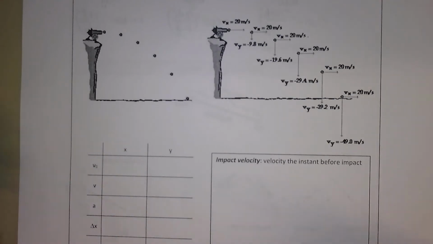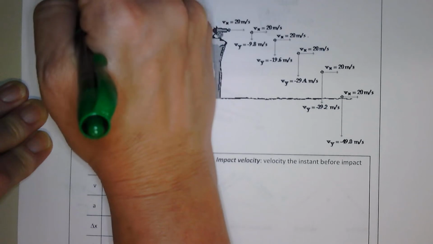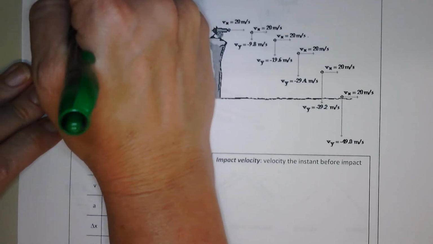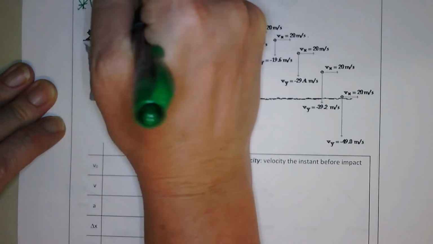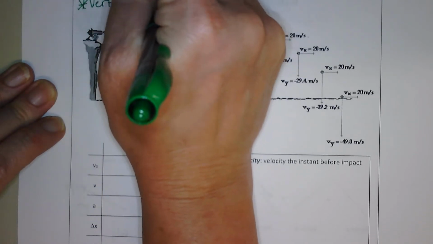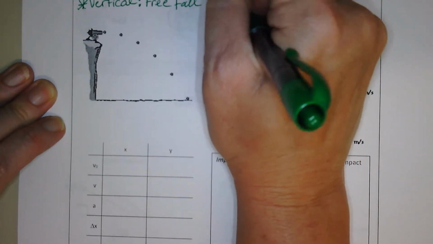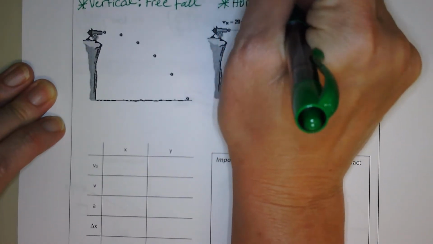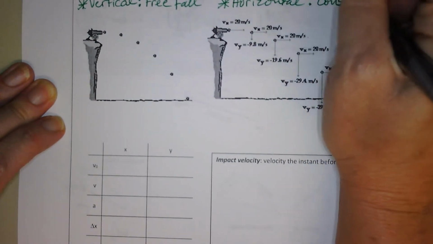Now, the vertical portion is just free fall. The horizontal portion is constant velocity.